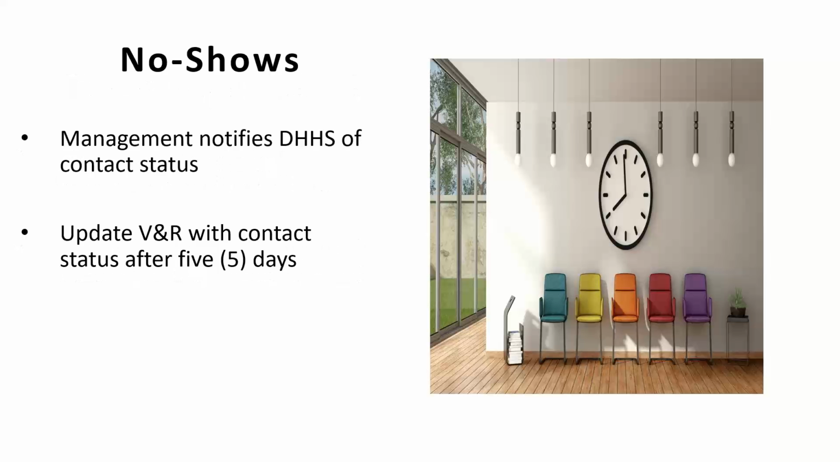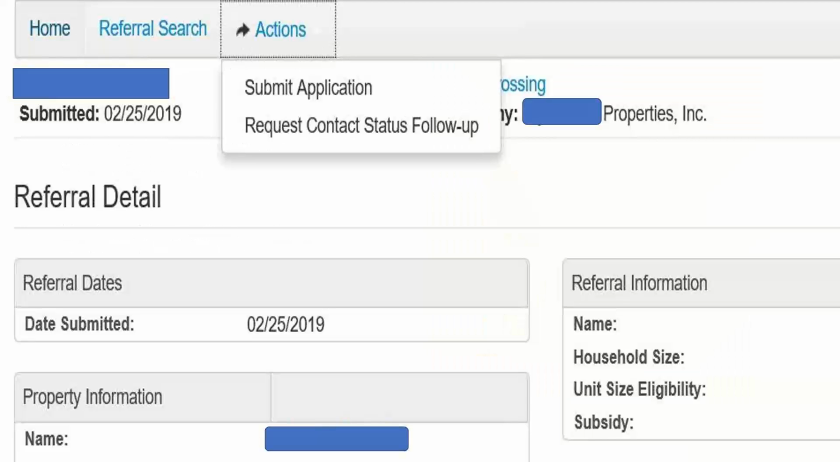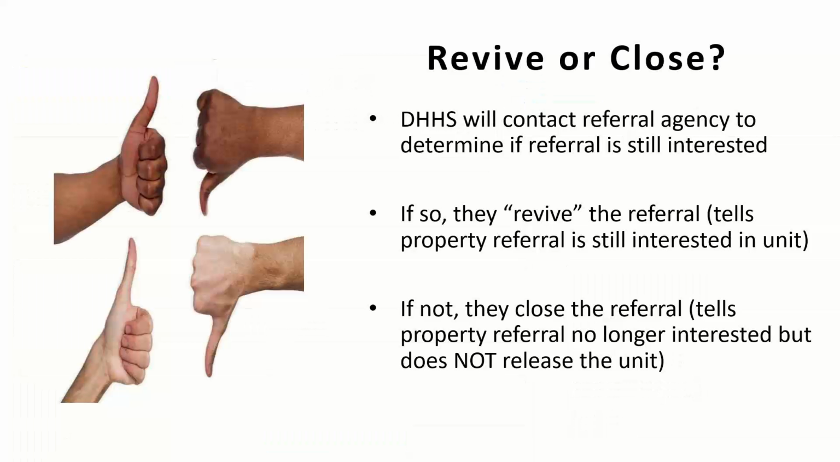Should the referred household not show up, you'll need to notify DHHS so they will know that they didn't show up. And you're going to update Vacancy and Referral asking for a contact status after the 5 days. If the Actions tab is on your side in Vacancy and Referral, that means the system is waiting for you to do something. In this case, the applicant has not shown up, so you're going to request a contact status follow-up. This lets DHHS know that the person that they referred to your property did not show up.